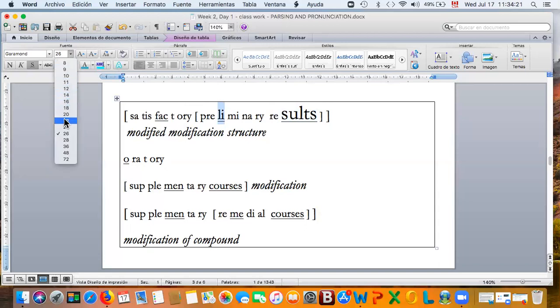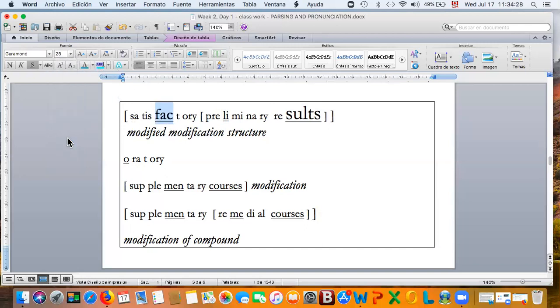Let's take this down to... There, got it. So if you're speaking very slowly and carefully, you might say, satisfactory preliminary results. He had satisfactory preliminary results. He had middle, lower, and high, very high. Middle, low, high.